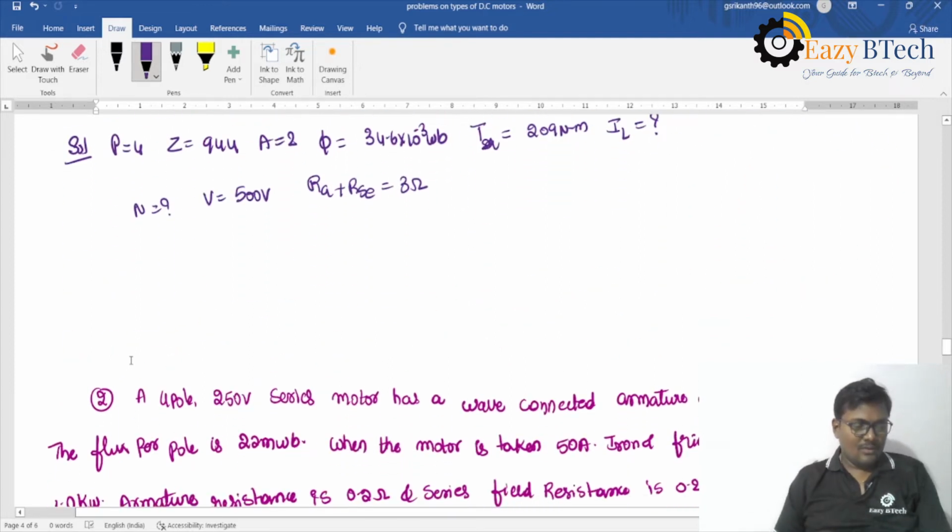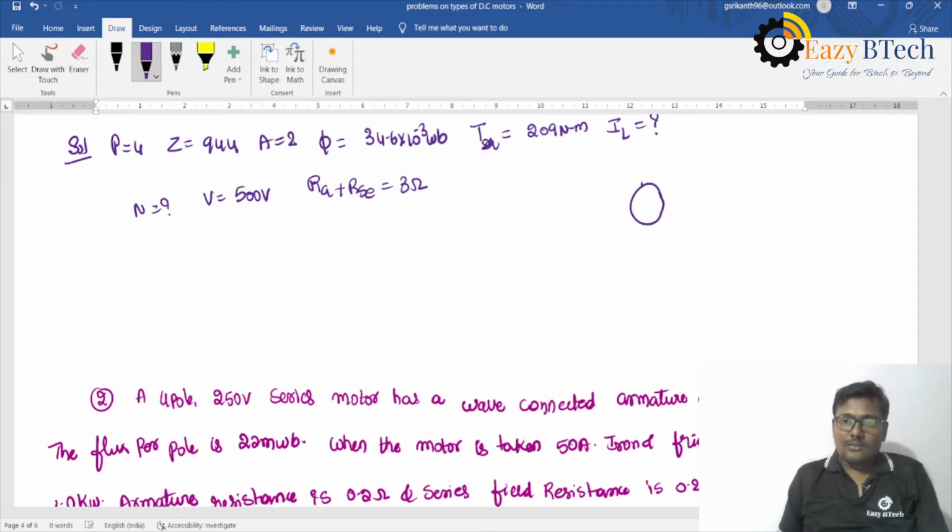Now you should draw the diagram of DC series motor. Then you can easily understand. This is the armature. The series field winding is connected in series with the armature. The armature resistance is Ra. The line current is taken as I, and the supply voltage is 500.